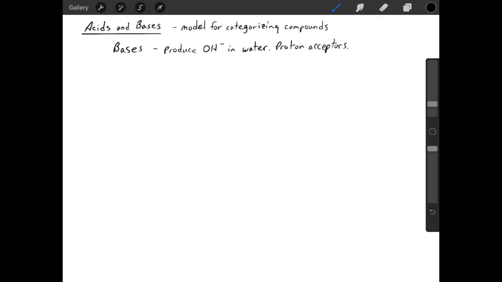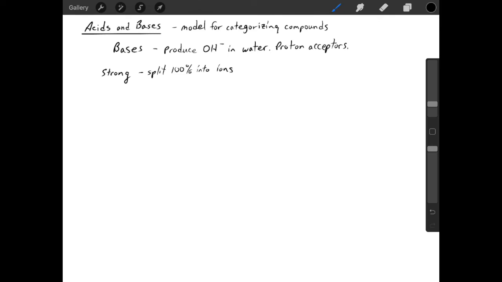So bases, unlike acids, produce OH minus in water. They may or may not actually contain OH minus as part of the structure of the compound, but when they're put into water, OH minus will form. And that might sound a little bit odd, but it'll become a little bit more understandable when we talk about the difference between strong and weak bases.